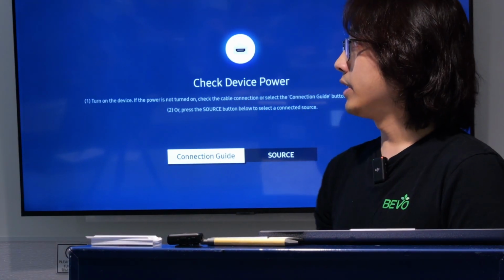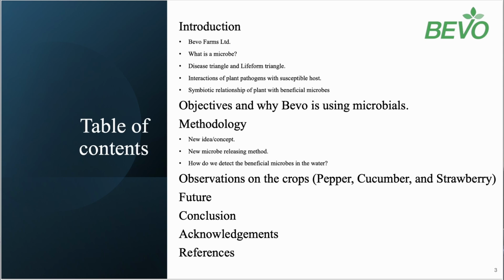For a quick introduction, the table of contents: we're going to introduce what BEVO Farm does, what microbes are, the disease triangle and life form triangle, the interaction of plant pathogens with susceptible hosts, and the symbiotic relationship of plants with beneficial microbes. Then we will jump straight to the objective and why BEVO is using microbials. And then the new methodology that we introduced last year during pepper season, and the new releasing method, that we'll be covering that part.